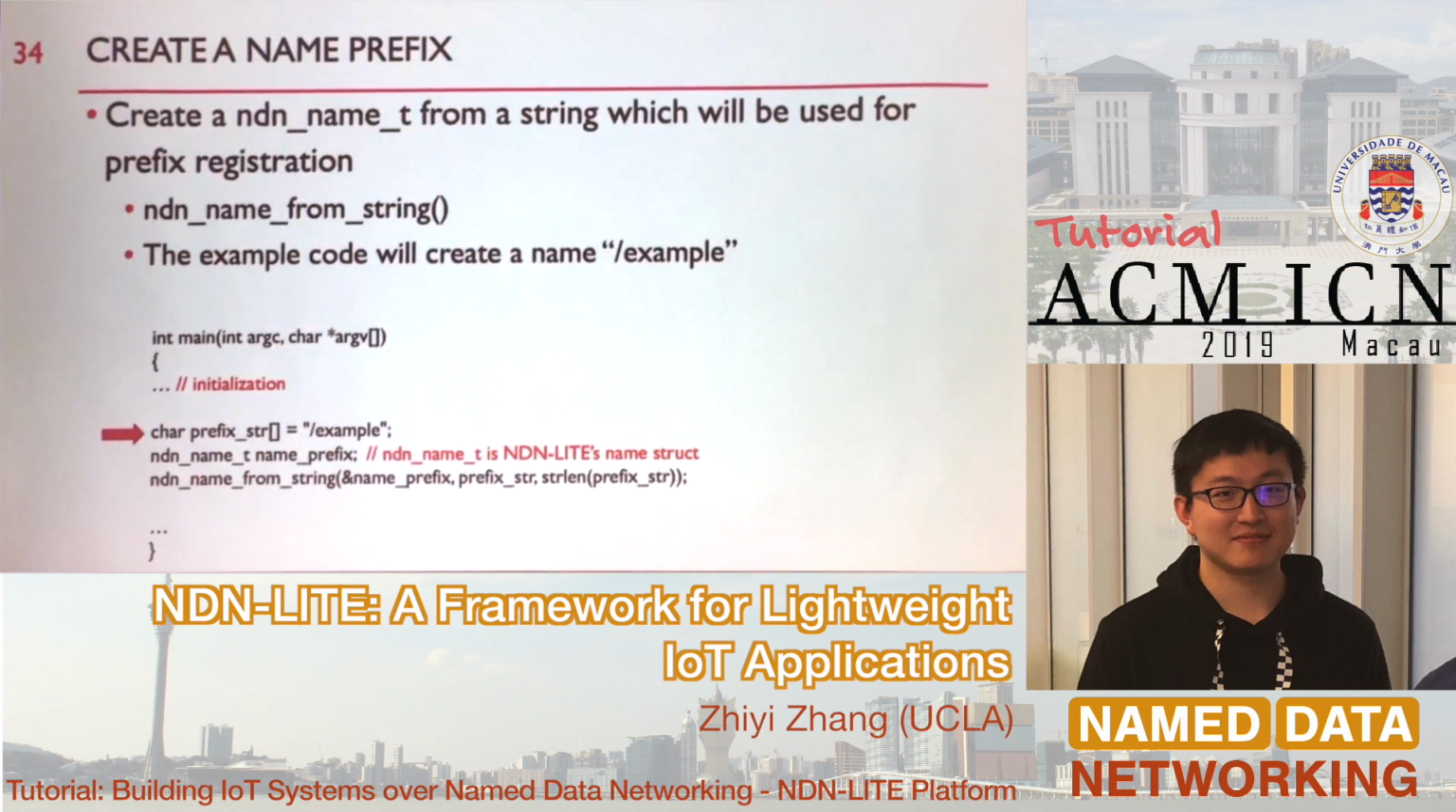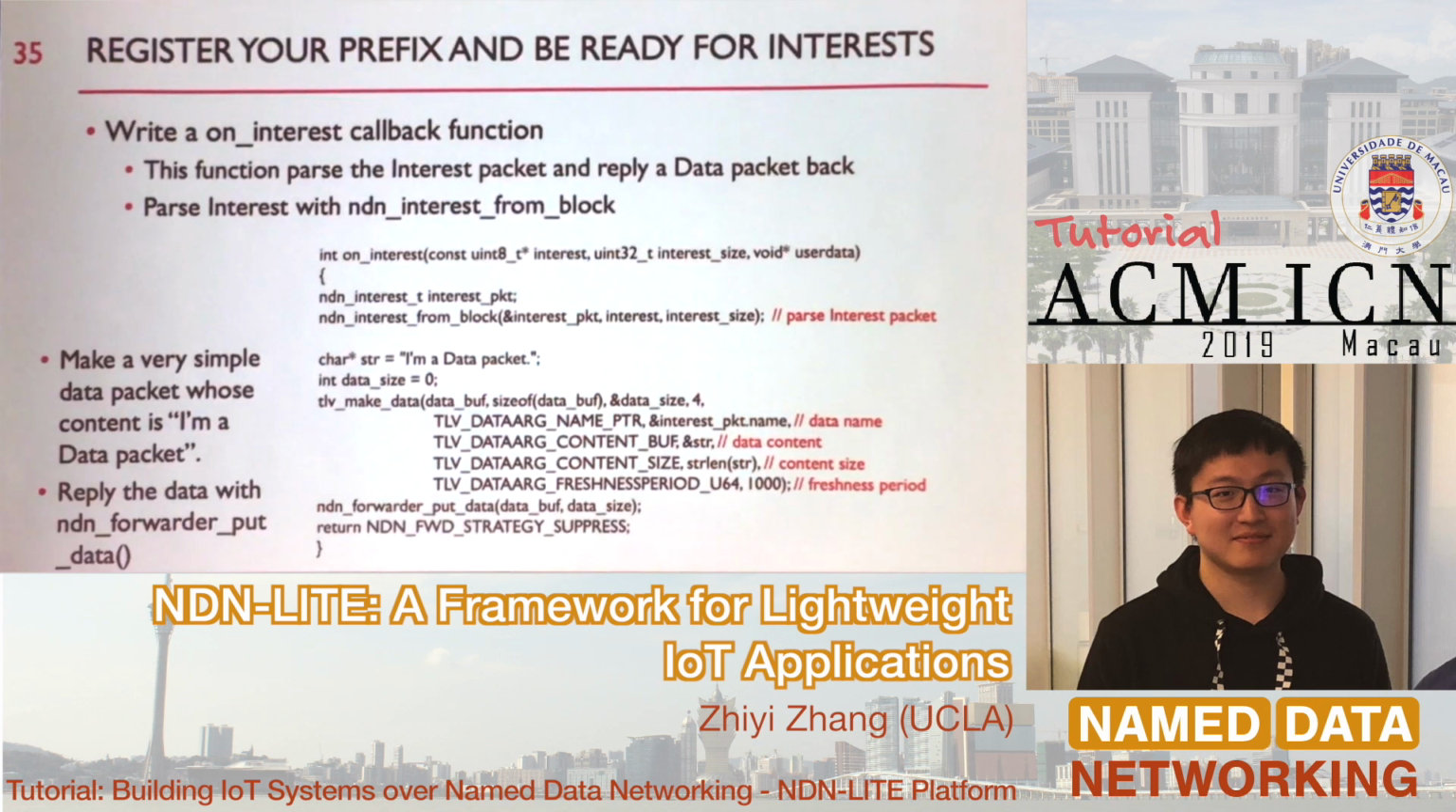After we create a face, we can create a name prefix, which will be used for the prefix registration. And we can simply call NDN name from string to create a name. Here we create a name like /example. So with the face and the prefix, we can register the prefix and get ready for the interest packets. But before that, we still need an on-interest callback function to handle the interest packets in the future. So this function will parse the interest packets and reply with a data packet.